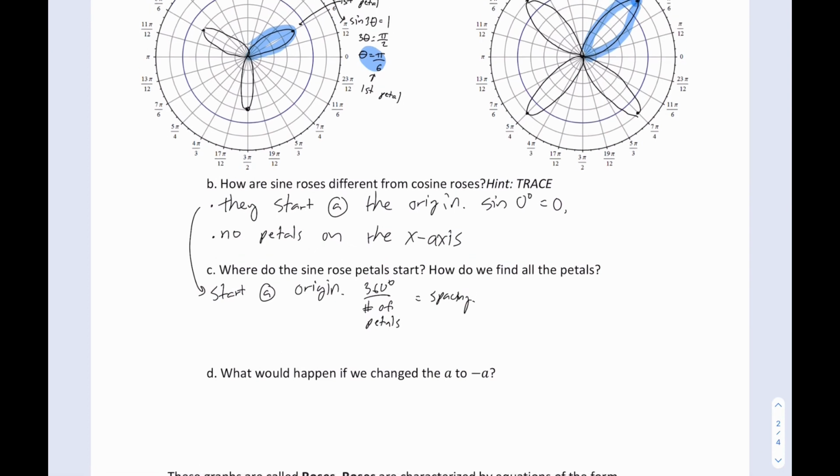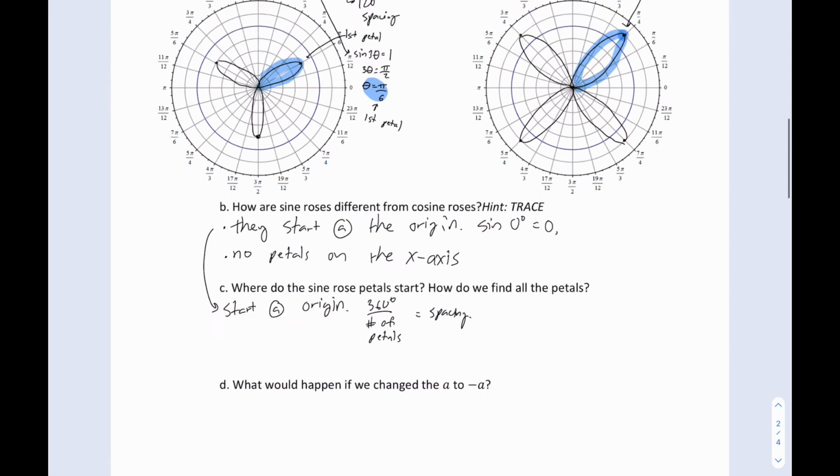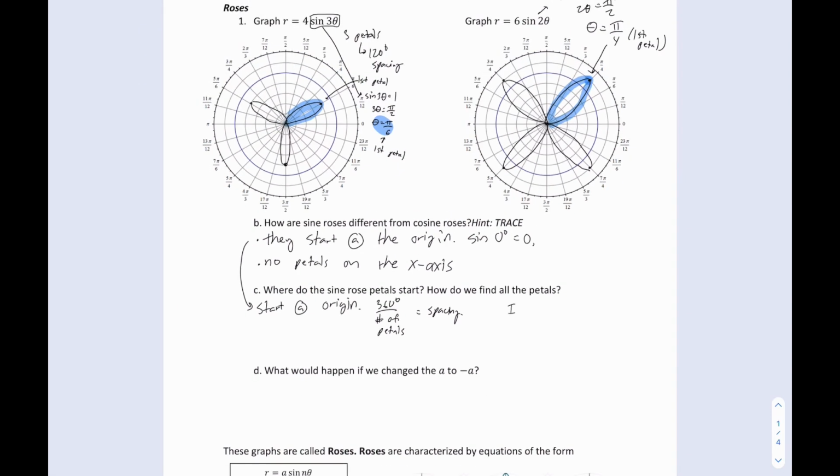So if you like formulas, we can even go a step further. We could say if r equals a sine of n theta, for your first petal, simply do sine of n theta equals 1. So n theta must be pi over 2. So theta must be pi over 2n. And there's a nice formula for your first petal.